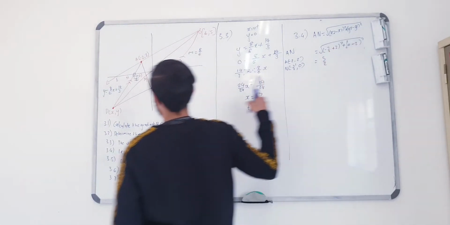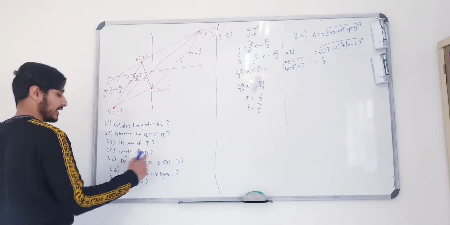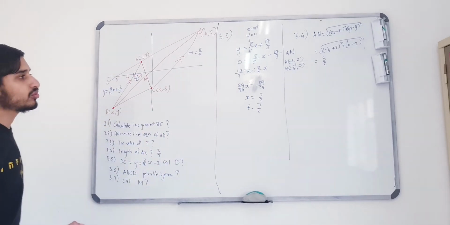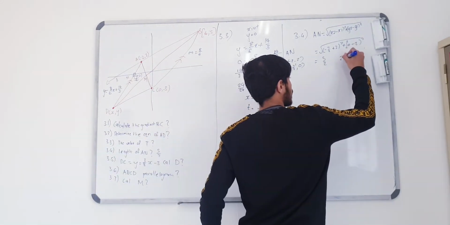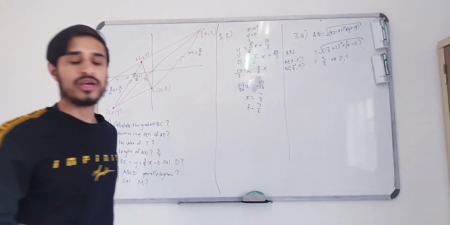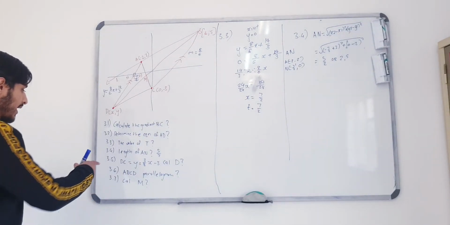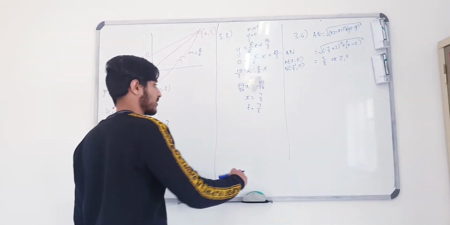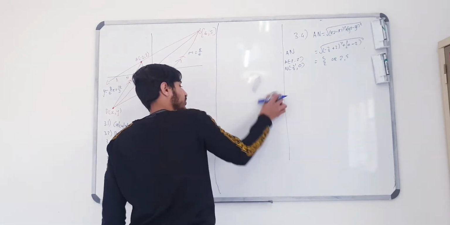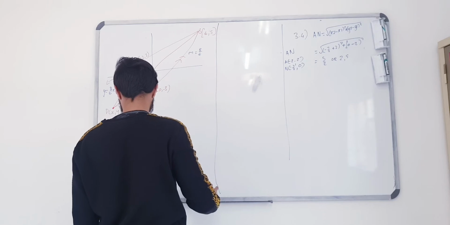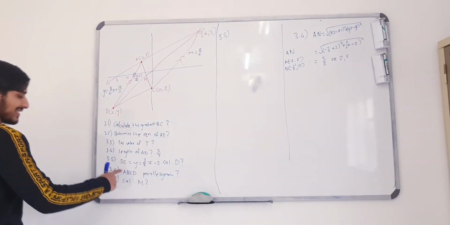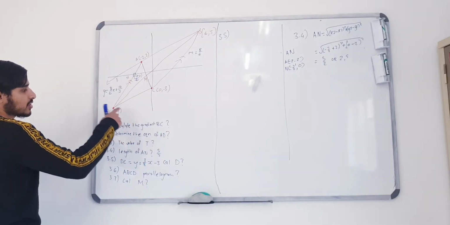You can just say it's 5 over 2, which is 2.5, or you can write it as a decimal, whichever way you want to write it. Now 3.5. So I'm going to erase this 3.3 and do 3.5 here. So what does 3.5 say? It says DC is equal to this.